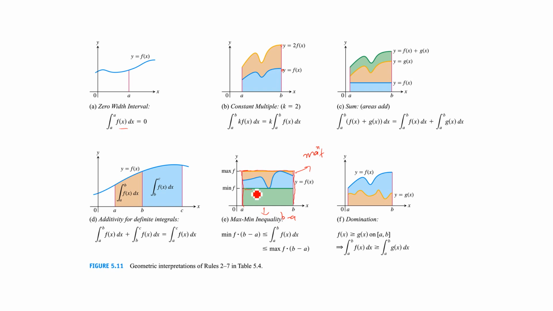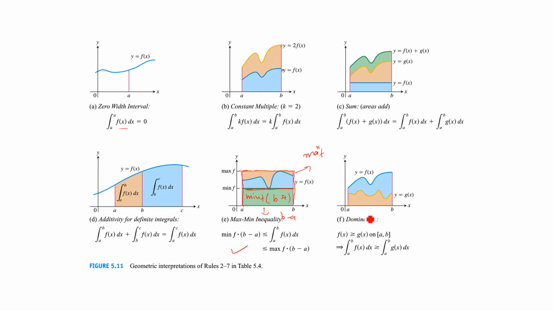Now if we consider this rectangle in green color, what is the area of this rectangle? The height is the minimum value of f, multiplied by the width, which is b minus a. And this is less than the area under the curve. So this is the relation between the maximum value, minimum value, and the integral of the function from a to b.